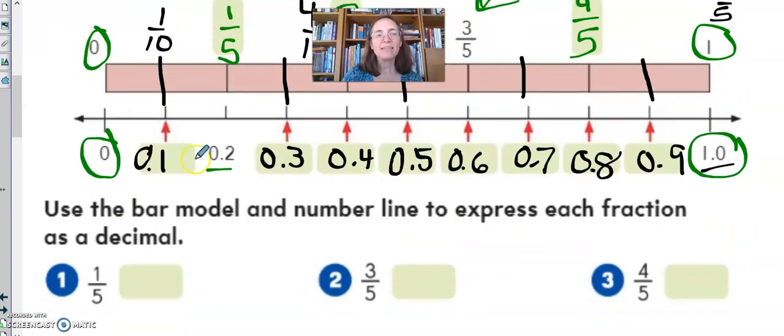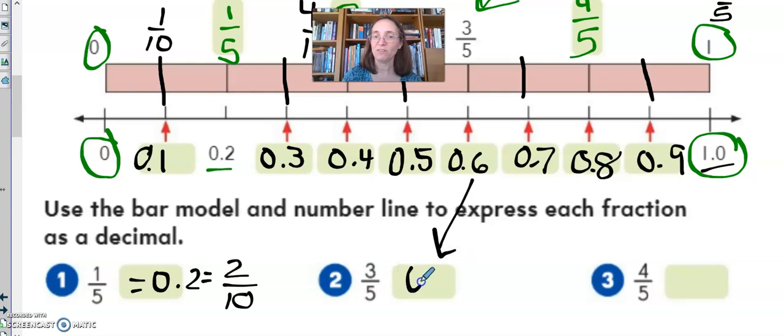Now, they're asking us down here to express each fraction as a decimal. And I see that 1/5 is equal to 2/10, because 1 times 2 is 2, and 5 times 2 is 10. Looky there. We already saw that 6/10 is equal to 3/5, and 4/5 is equal to 8/10.